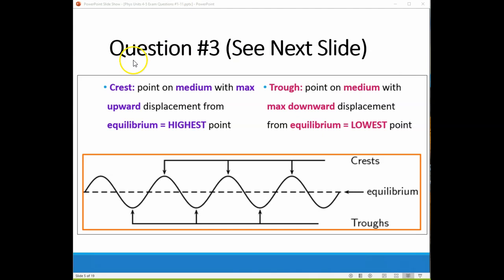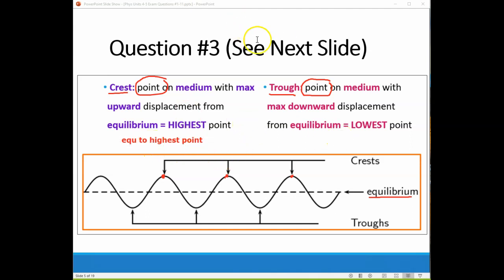All right, question number 3 is asking about the different parts of a wave. So remember that we learned this different vocabulary. We learned that the crest and trough are both points. All right, so this is important to remember that these are actual points. So the crest is going to be the point at which we have the maximum upward displacement from equilibrium to the top, right? So this is going to be from the equilibrium, which is the middle part, to the highest point. All right, so you can see the crest right here. These are all crests, all right? So equilibrium to highest point, okay?